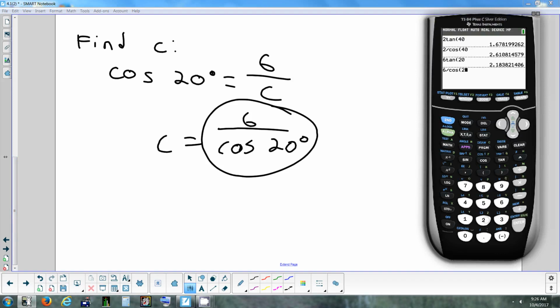I don't have to keep checking the mode of my calculator. It'll stay in degrees until I close it and open it back up. But if yours changes, make sure you keep checking it. 6.385.